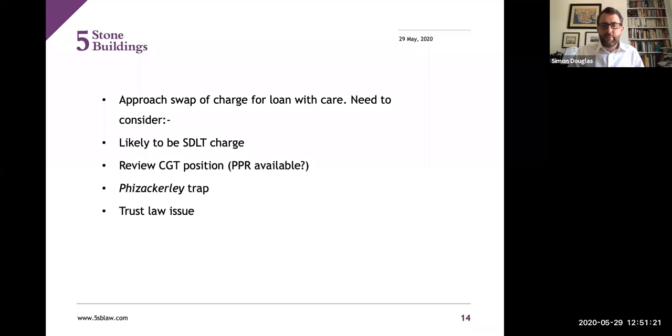The next question: what's the best way of constituting a nil rate band discretionary trust where the deceased has died over 2 years ago? I think the answer relates to the answer I gave to an earlier question. It really depends upon whether or not the first spouse's estate has been administered yet, so whether or not all of the assets have been assented to the surviving spouse.